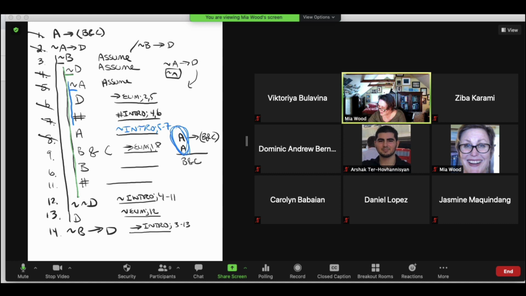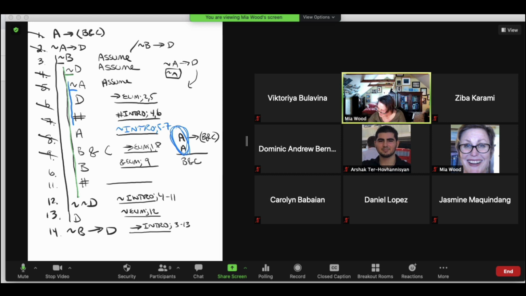We haven't used 3, but it's not the case that we can just pull the negation off. So yes, Jasmine is exactly right. We eliminate the conjunction from line 9.